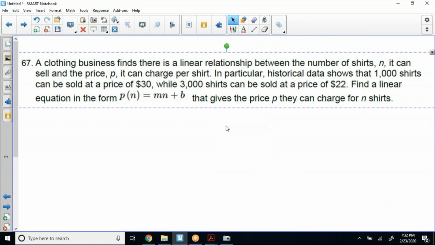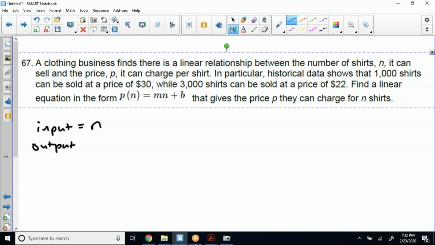All right, a clothing business finds that there's a linear relationship between the number of shirts N it can sell and the price P that it can charge per shirt. So what you have to understand is you've got an input and you've got an output, right? So the input is N, which is the number of shirts, right? And the output is P, which is basically the price per shirt, right? So understand that that's what you're looking at.